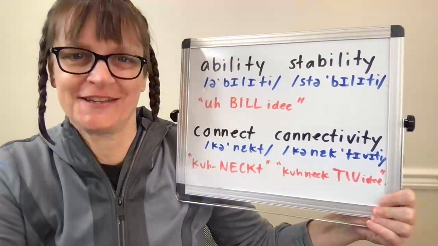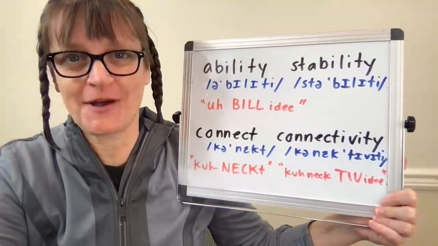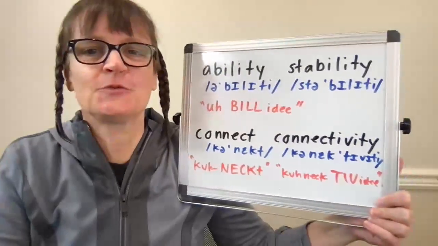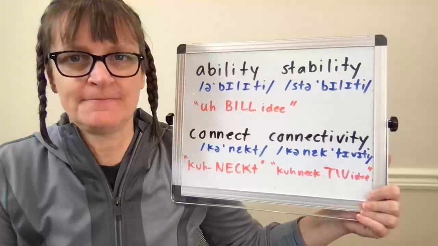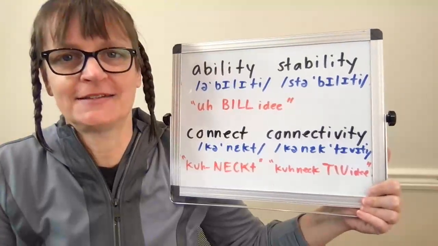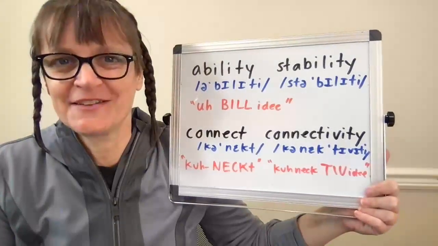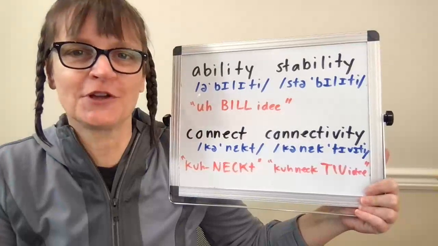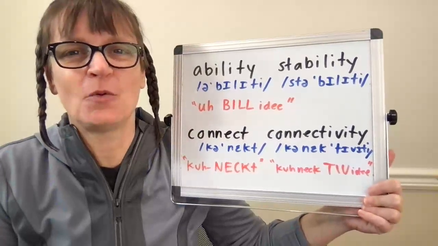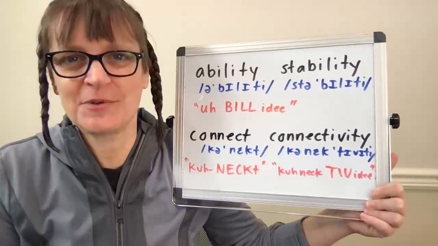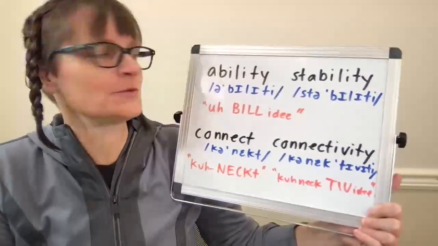Welcome to our Word of the Day series, where I've been taking your requests for words you'd like help to pronounce in American English. Today's words are ability, stability, connect, and connectivity. We're going to break down these words, help you to say them smoothly and easily in your everyday speech, and we'll look at how these words relate to each other, what accent error patterns to watch out for, and how to correctly pronounce the sounds and stress in these words.